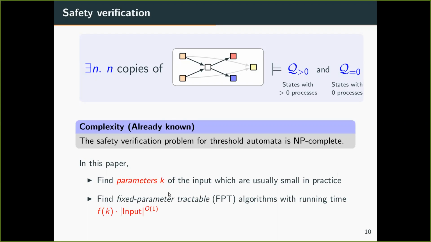And what we would like to do is find fixed parameter tractable algorithms, or FPT algorithms. What I mean by this is that I would like to find an algorithm for the safety verification problem such that it runs in time f of k times a polynomial in the input size, where the function f solely depends on the parameter k. The hope is that if the parameter k is small in practice and f is a moderately exponential function, then we can still feasibly solve the safety verification problem for threshold automata in practice.